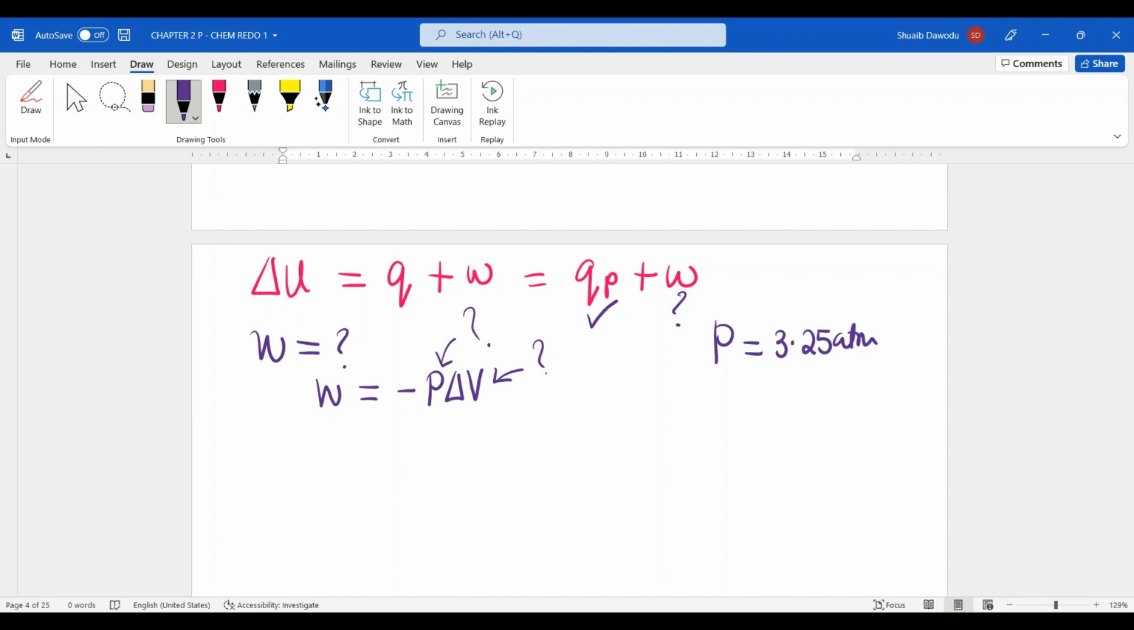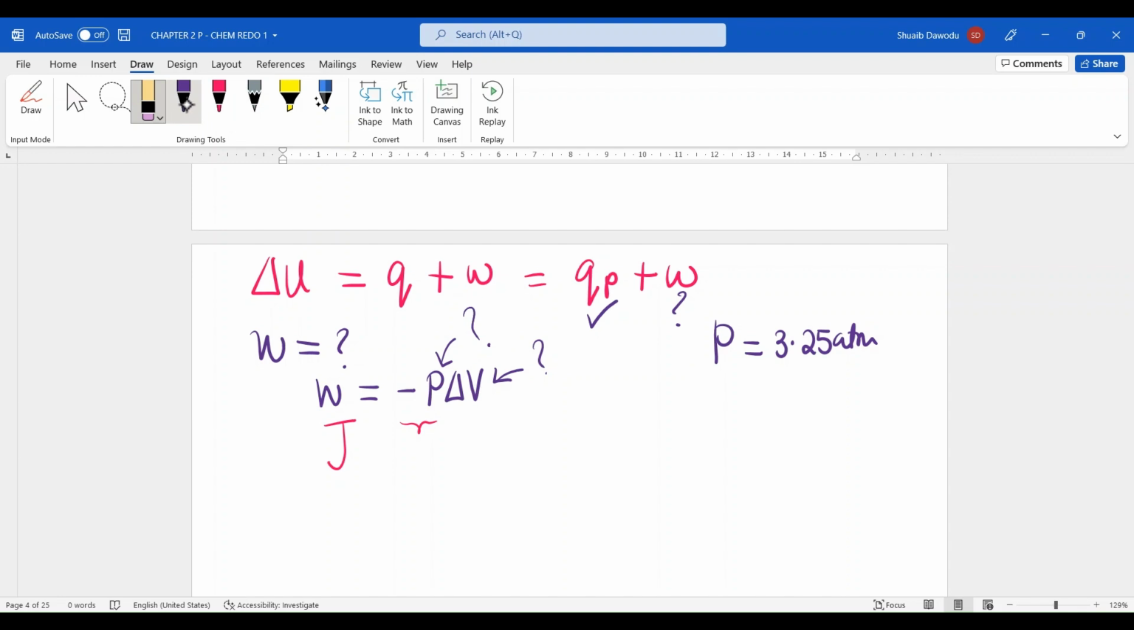But because we're dealing with a question where our final answer is meant to be in either joules or kilojoules, we cannot use atmosphere for the pressure. We have to change it to something that will make our units of work done joules. If we put atmosphere, it's not going to be easy for us to determine what our final answer would be.